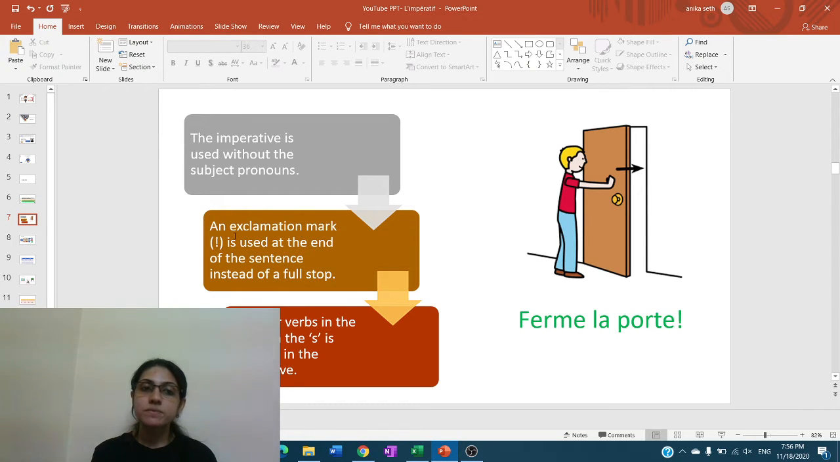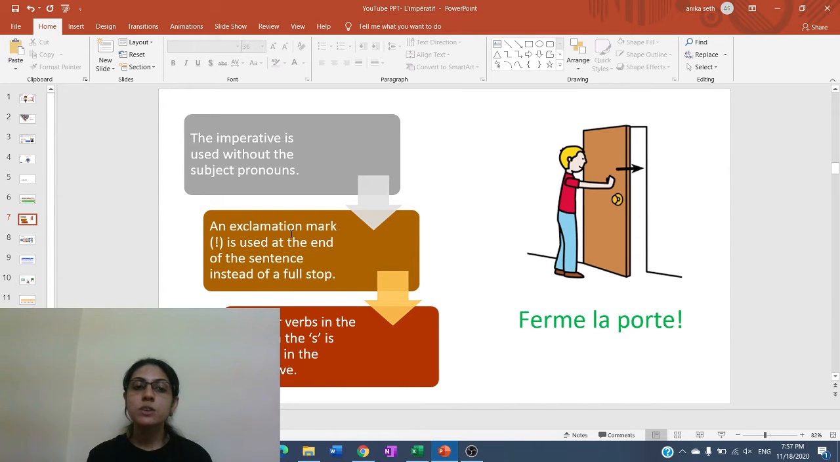Next point is that an exclamation mark is used at the end of the sentence instead of a full stop. Since it is not a statement, we need to use an exclamation mark at the end and not a full stop, right? We will not put a full stop at the end, we use an exclamation mark. So first thing is that the imperative is independent of the subject pronouns. We do not use the subject pronoun with this. Second thing is that an exclamation mark is to be used at the end of the sentence instead of the full stop.